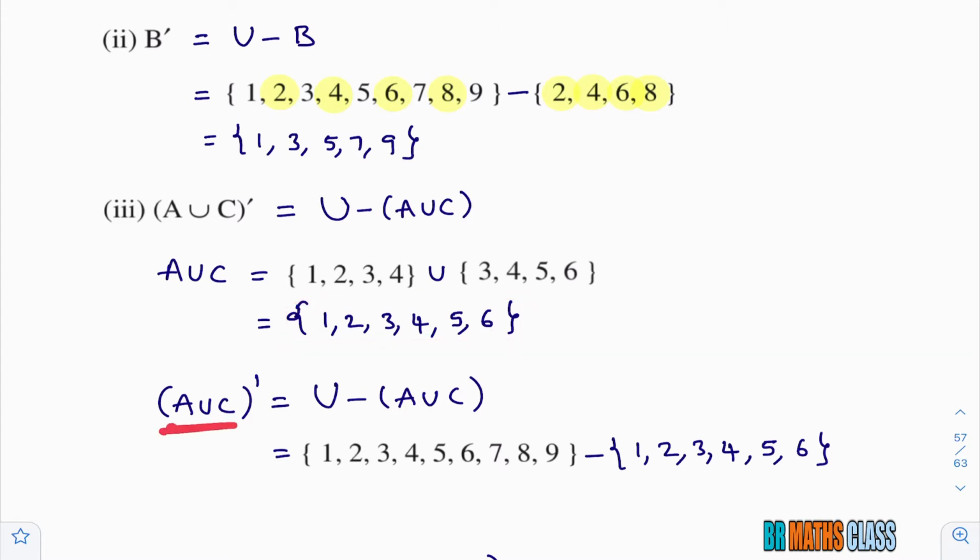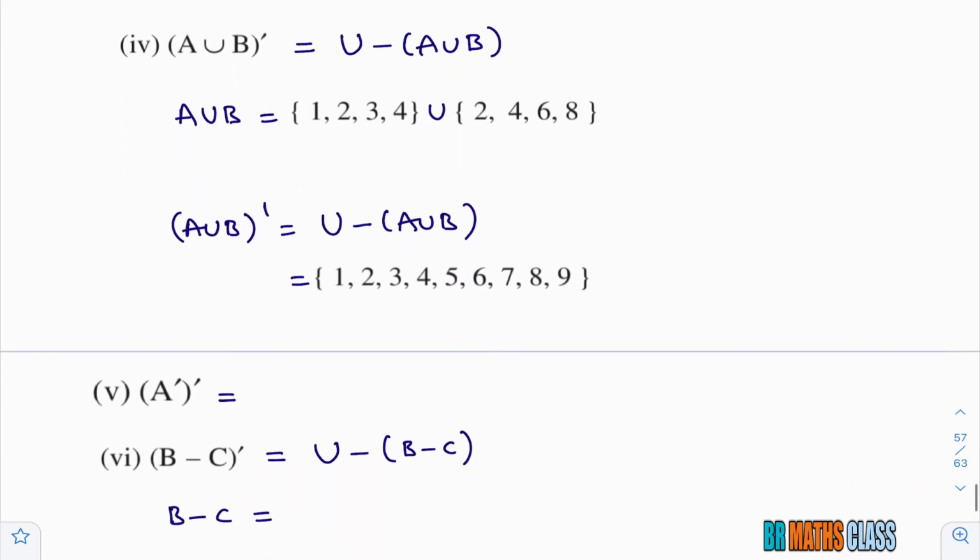So A union C whole dash is what? A union C whole dash is U minus A union C. Universal set is given in the question only. 1, 2, 3, 4, 5, 6, 7, 8, 9. Just now we calculated A union C, 1, 2, 3, 4, 5, 6, right? So the difference of these two sets. Writing the difference of two sets is very easy. First, you identify the common elements. 1 is common in both, 2 is common in both, 3 is common in both, 4 is common in both, 5 is common in both, 6 is common in both. Other than common elements, what elements are remaining in the first set? That is the answer. What is the answer? 7, 8, 9.